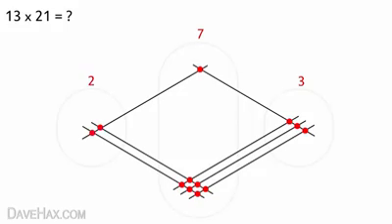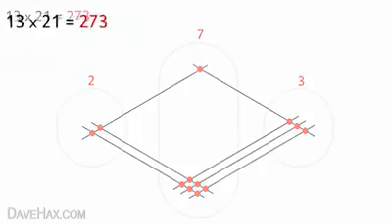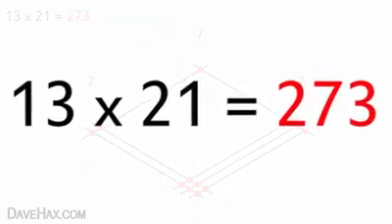1, 2. That gives us 2, 7, 3. And that gives us our answer. 13 times 21 is 273. Pretty cool, huh? So here's another quick example.